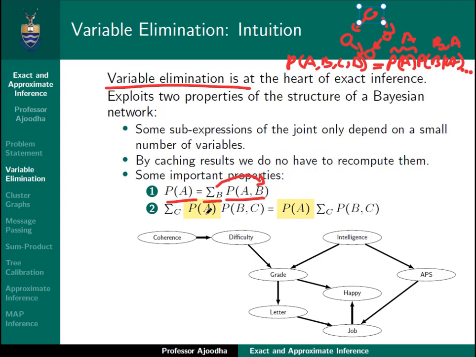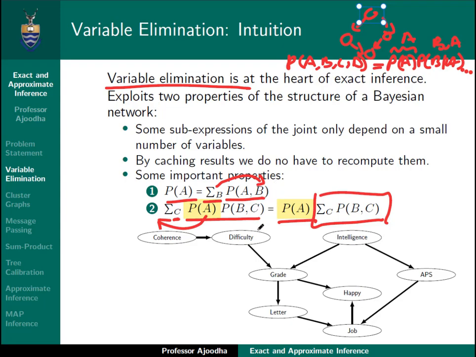And the other property of the joint distribution that we're taking advantage of is the fact that when you have a situation like this, P of A and then P of B C, because we're summing over C here, P of A has nothing to do with C, because there's no C in its scope. So we can take P of A out of the summation, and the summation can continue without P of A, because the summation has nothing to do with P of A. Okay, so that's pretty important.